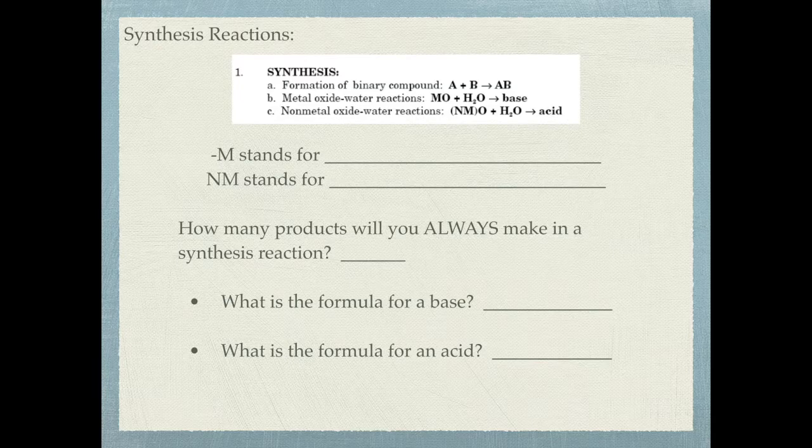All right, so remember, M stands for your metal, for a metal oxide, and NM stands for your non-metal. Now, for synthesis reactions, you're always going to produce one product. If you're going to be forming a base, what makes a base is a metal and hydroxide. In order to write the formula for this, because this is going to be an ionic compound, you need to cross your charges. For example, if I give you sodium hydroxide as your base, the formula would be NaOH, because sodium has a +1 charge and hydroxide has a -1 charge.